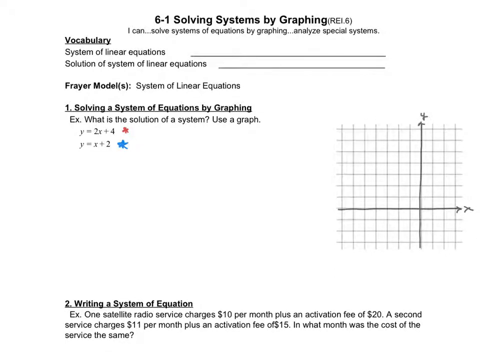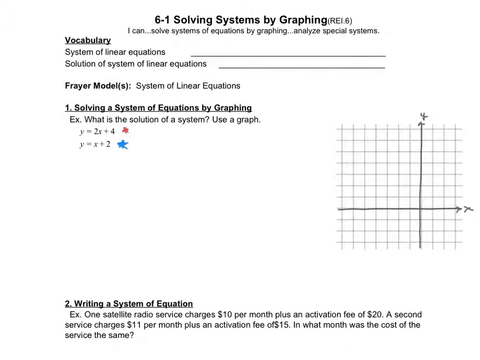As we continue working with linear equations and functions, we're going to talk about solving systems of linear equations. In short, a system of linear equations is solved at their intersection point. And there are three types.